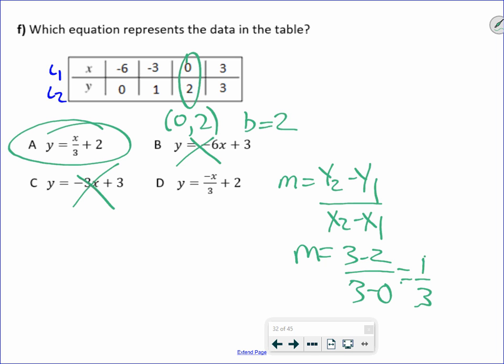Don't get confused, you're busy. But this is x over 3. Remember that x over 3 is the same as 1/3 times x. Those are algebraically the same.